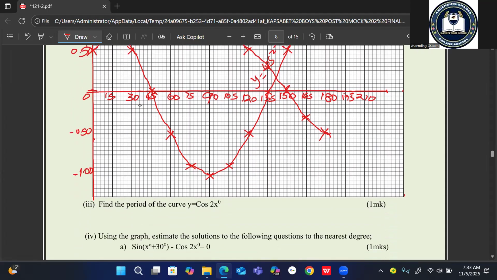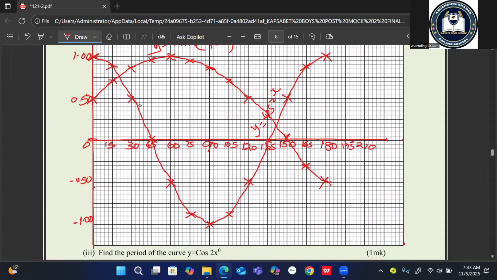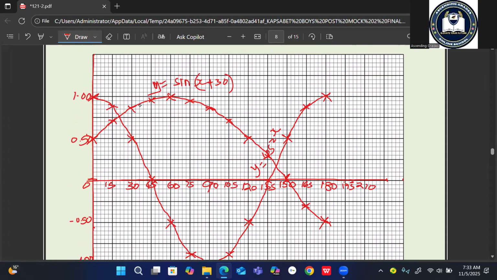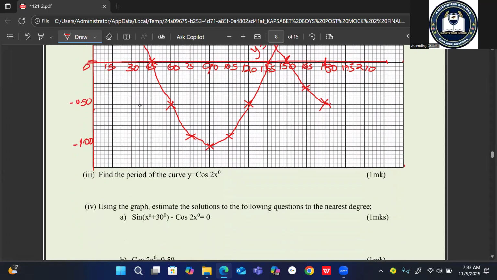Find the period of the curve y is equal to cos 2x. So y is equal to cos 2x. Its period, just come here. Its period is here. It's just 180. So 180 degrees.